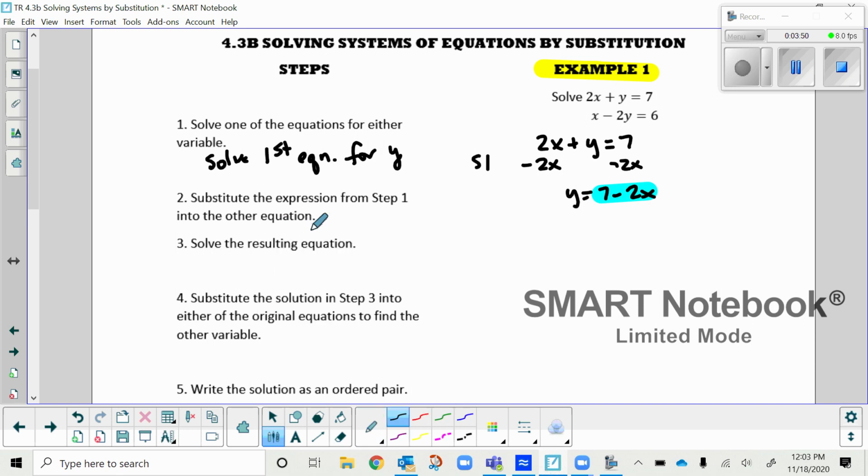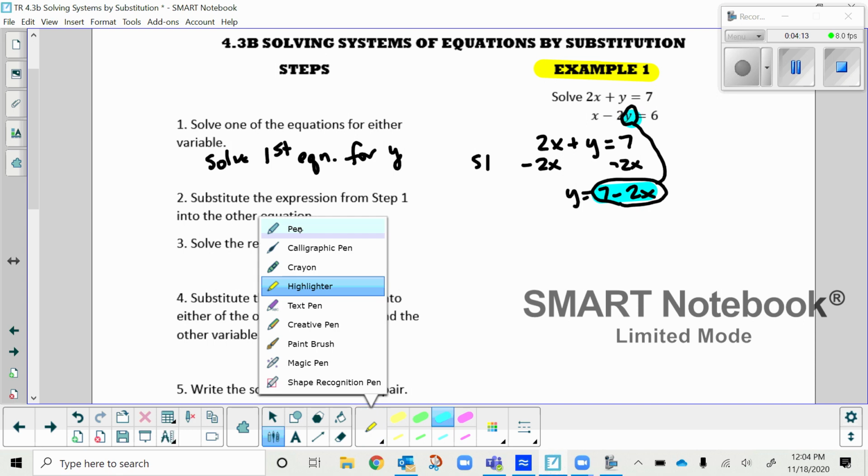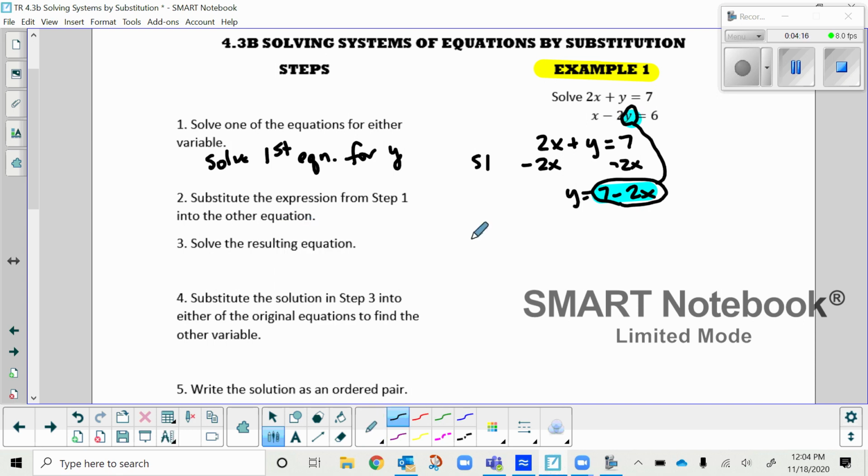Step 2 is telling us, since we now know that y equals 7 minus 2x, I'm going to go to the other equation, the second one. Take that 7 minus 2x and put it in for that y right there. That's why this is called the substitution method. Taking 7 minus 2x, I'm substituting y in the other equation with that information. So here's how that will look. I'm on the second equation. I have x minus 2y, but I'm replacing the y now with 7 minus 2x from the other equation.